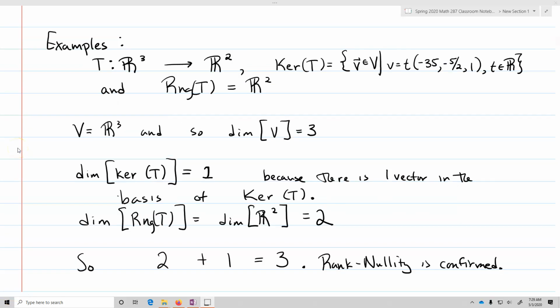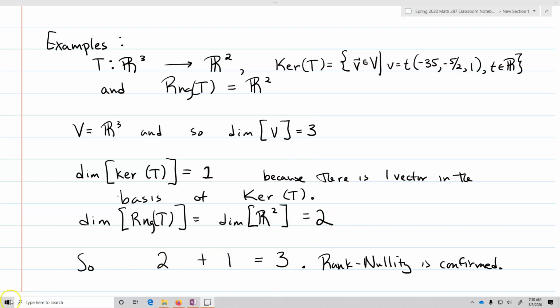Suppose we have T and it goes from R3 onto R2, and we have the kernel of T, again, is this one-dimensional subspace of R3, and the range of T is equal to R2. So V equals R3, and so the dimension of V is going to equal 3. The dimension of the kernel is going to equal 1, because there is one vector in the basis for the kernel of T. Okay, so that's the dimension of the kernel of T. And the dimension of the range of T is going to be equal to the dimension of R2, which is 2. So 2 plus 1 equals 3.